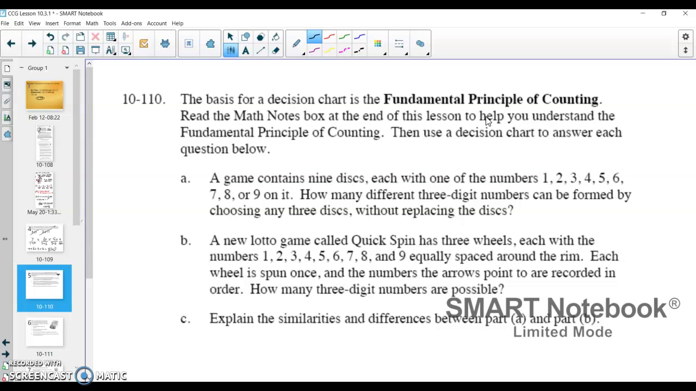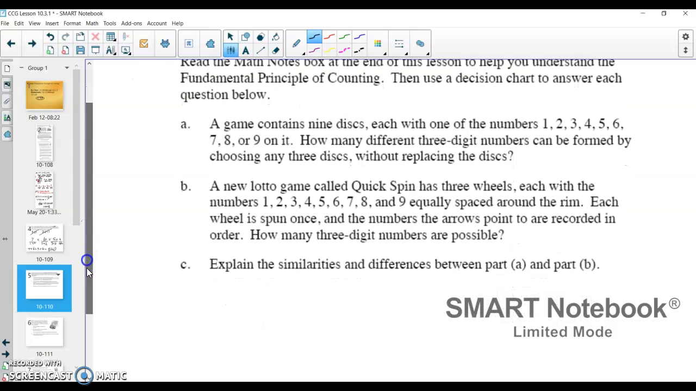All right, and so the first one, a game contains 9 discs. Each one of the 9 has numbers 1, 2, 3, 4, 5, 6, 7, 8, or 9 on it. So each of the 9 discs has one number on it, 1 through 9. How many different 3-digit number combinations can be formed by choosing any 3 discs, and we can't replace the discs? All right, and so it's kind of like the last problem because we can't choose disc number 9 and then choose another disc number 9, and so we're going to have to go down one choice each time. And then a good question to look at too is how many different 3-digit number combinations can we form?